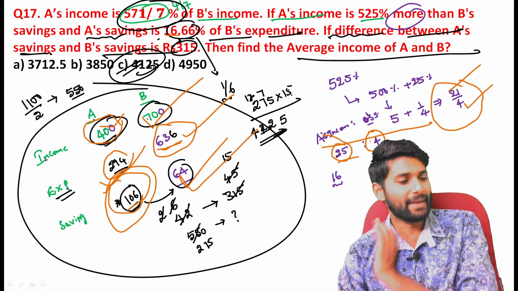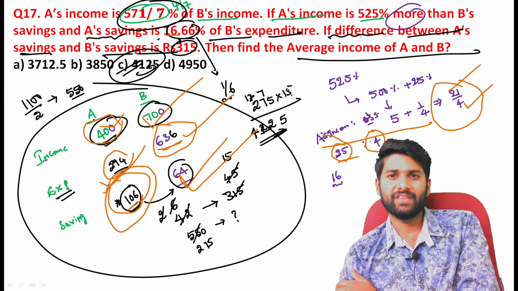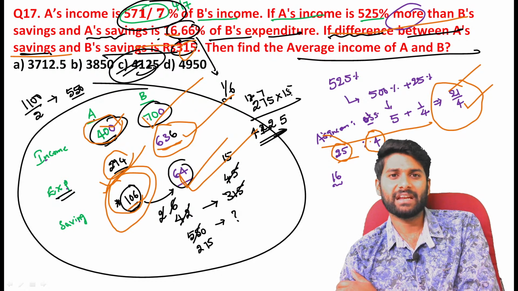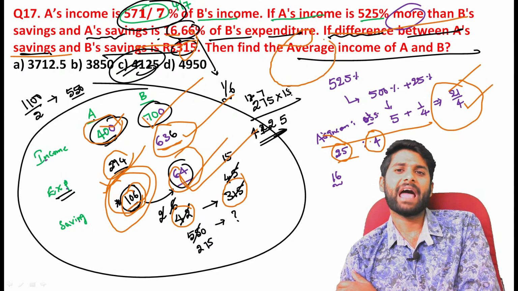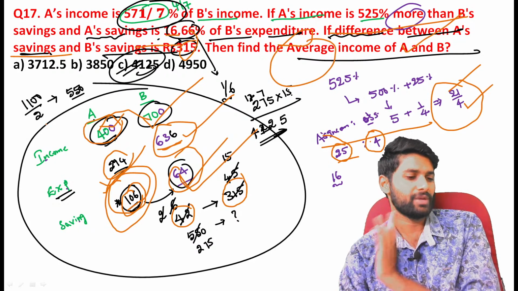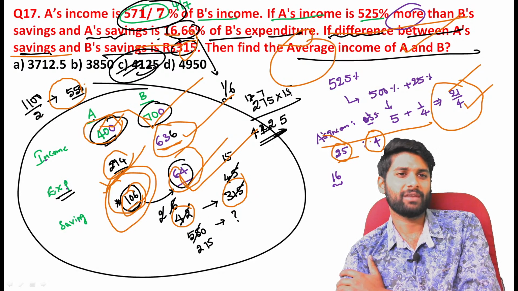Now the comparison in the given question. The difference between A's savings and B's savings is 315. A's savings is 106, B's savings is 64. Now the difference becomes 42. 42 units is equal to 315. Now we need to calculate the average income of A and B. So the sum of income is 1100. Average means sum by number, two numbers. So 1100 by 2, the value becomes 550.